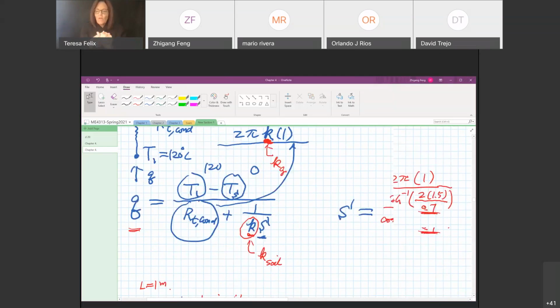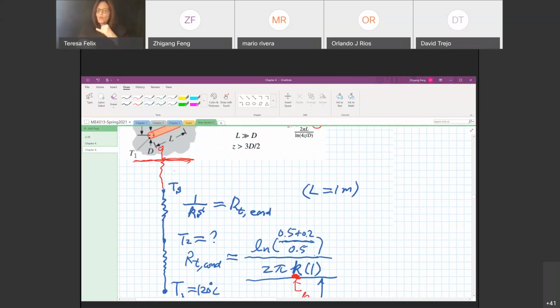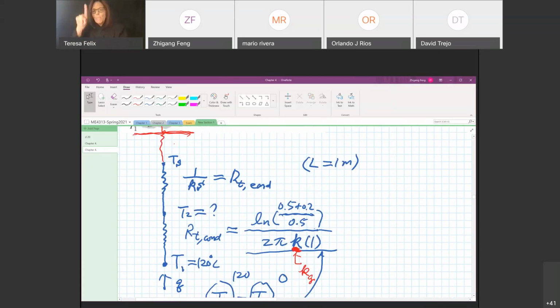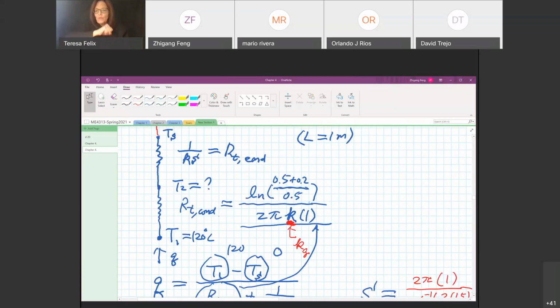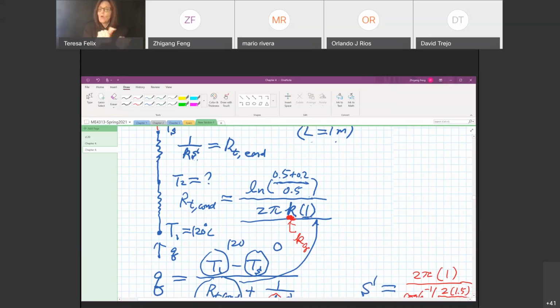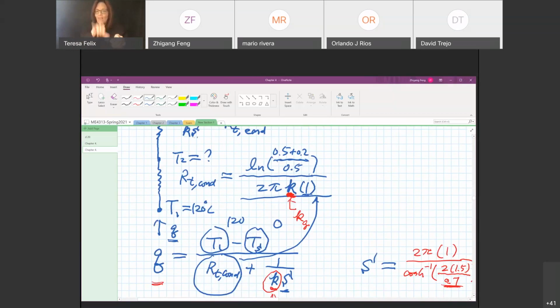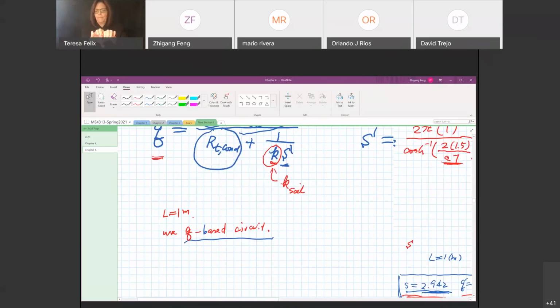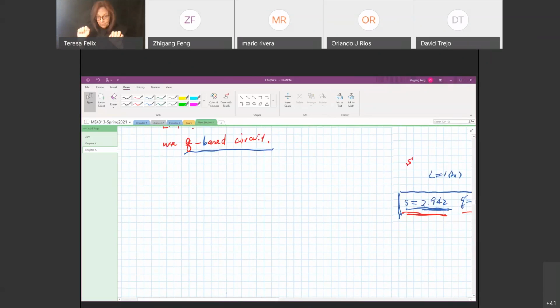So you see here, I don't add a prime for each of the resistances. When I calculate the thermal resistance in the insulation layer, I just choose L equal to 1. And when I calculate the shape factor S, I also make L equal to 1. And I understand this Q is the heat transfer rate for 1 meter length of the pipeline. Okay, so that's a good question. I hope I answered your question.